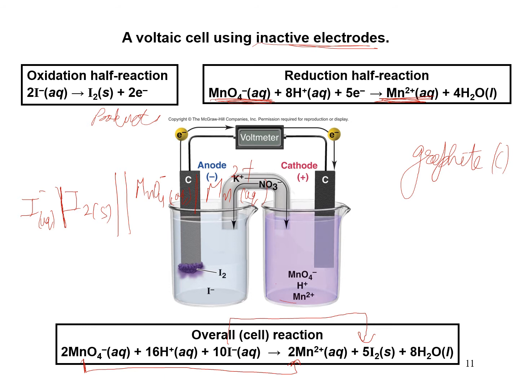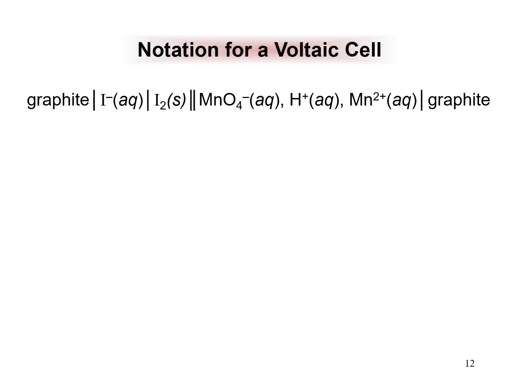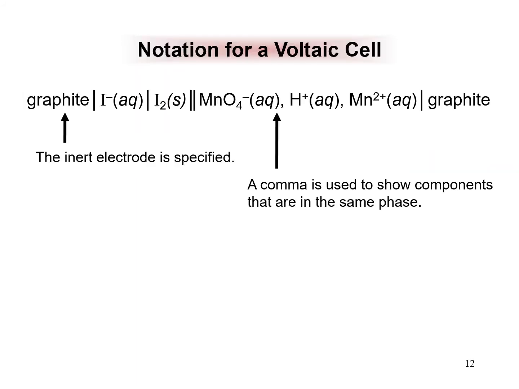Now, since our anode and cathode electrodes are different, you have to write the name of the electrodes as well. So in this case, the electrode is graphite, so you'll write graphite in the front. Same thing at the end, my cathode is also graphite, so graphite at the end. The clearer depiction is right here.